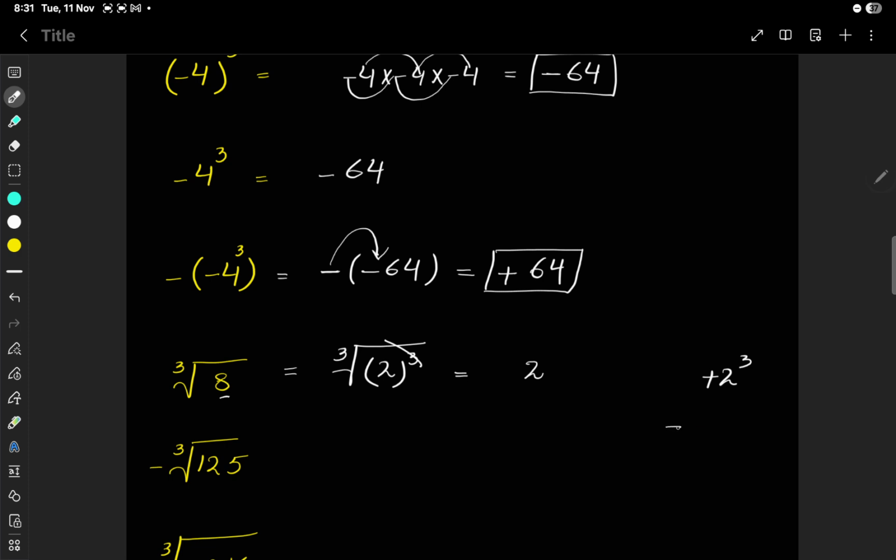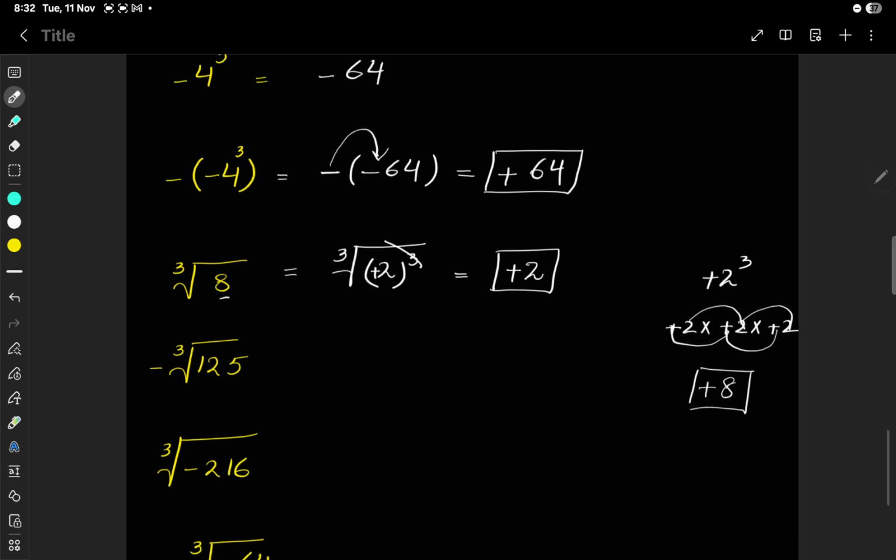Let me show you how. Plus 2 multiplied by plus 2 multiplied by plus 2. Plus plus plus, and plus plus again plus. And 2 4s are 8. So plus 8 will be the plus 2 cube. So we will put the plus sign here, and that's how we will get the answer plus 2.